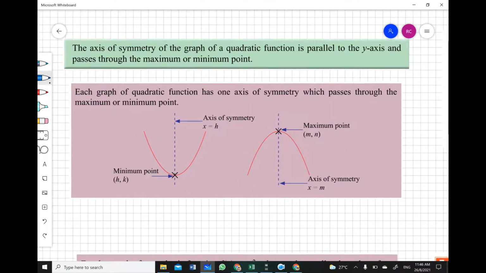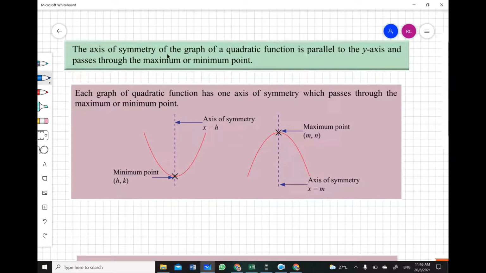I carry on. The axis of symmetry of the graph of a quadratic function is parallel to the y-axis and passes through the maximum or minimum point. So this one is the axis of symmetry that passes through the minimum point and also the maximum point over here. So x is equal to h over here, that is the value of x, and the value of m here, x is equal to m. So you get it from the coordinates to find the axis of symmetry.